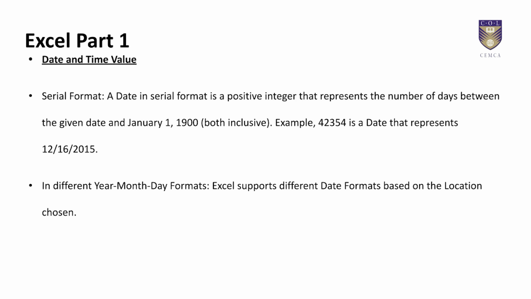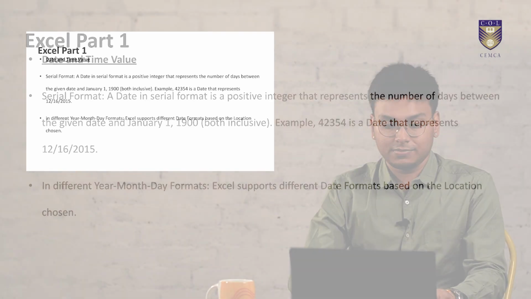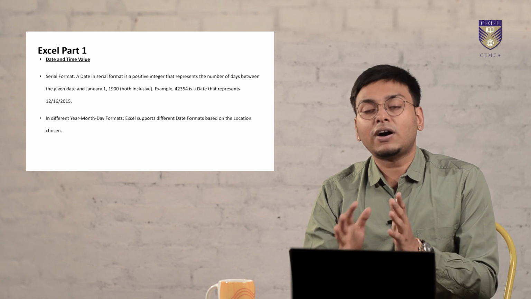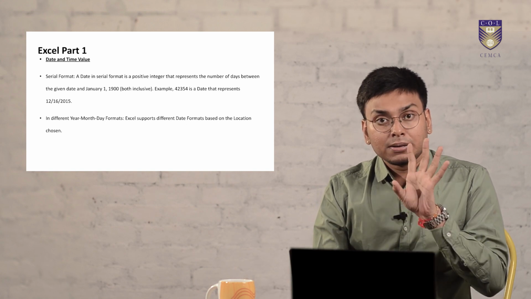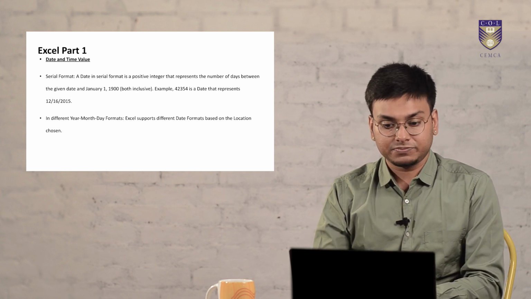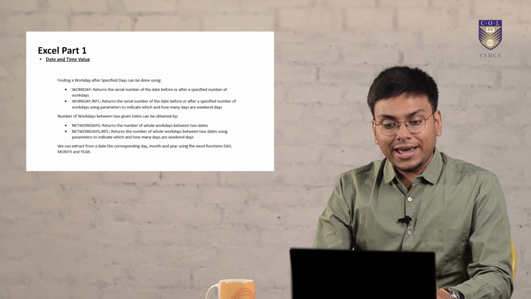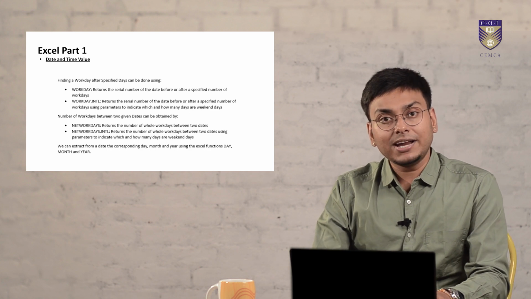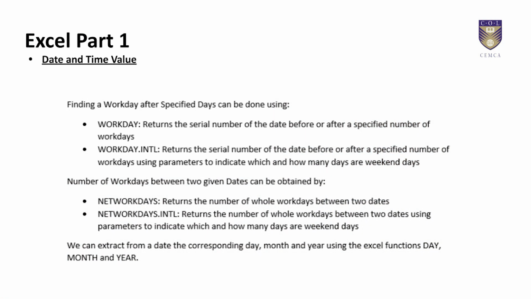Another format in which Excel provides the date is the year, month and day format, the common format that we use. Now, there are certain functions by using which we can slice and dice this date and time data. For example, if you are trying to find a work day after a specified day, then how do we do it? We can use the workday or the workday international function, depending on whether we need the specification of the weekends or not.